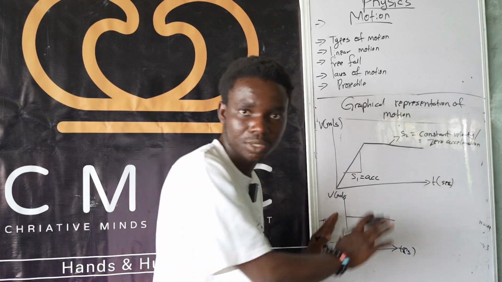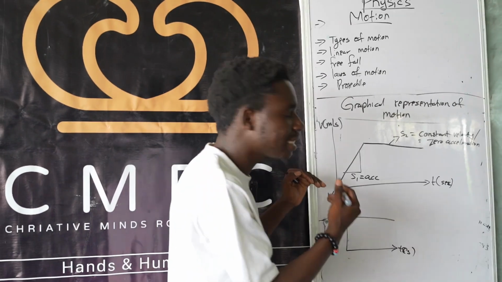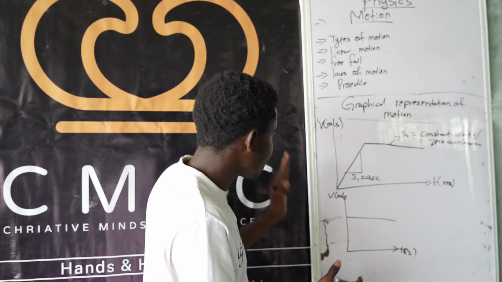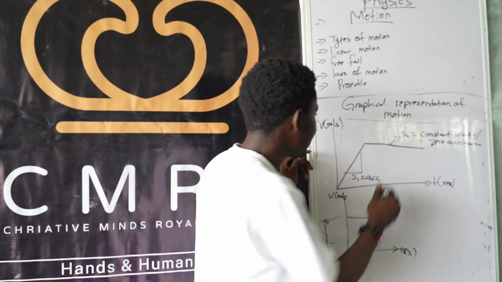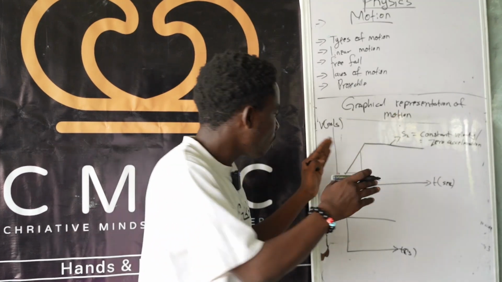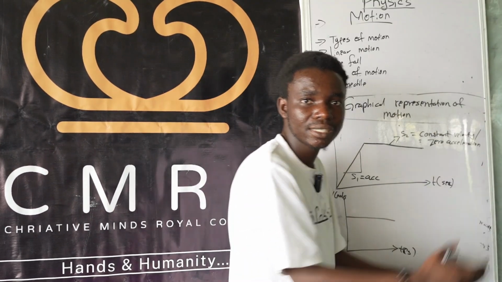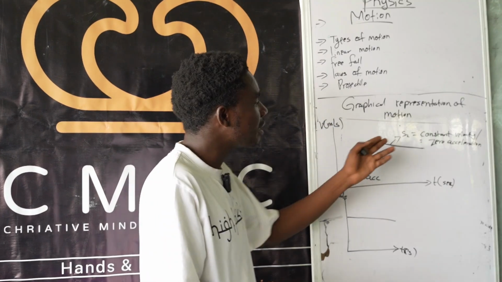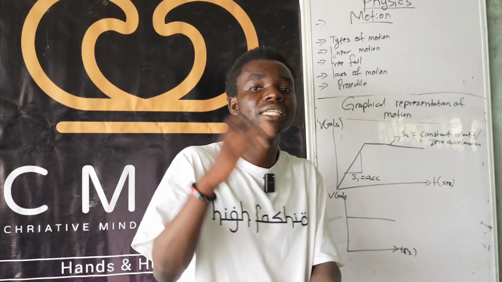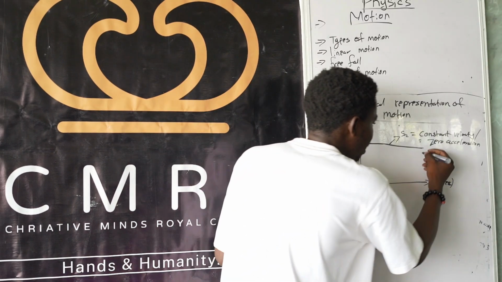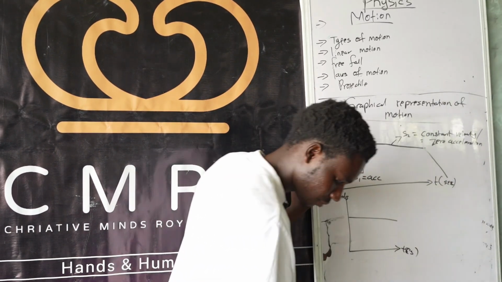Are you with me? For the first one, I'm having a uniform acceleration, meaning the velocity is increasing at equal time intervals with the time. As velocity is increasing, the time is increasing. But when it gets to this place, the velocity is no more increasing, it's just remaining constant, whereas the time keeps increasing. So during this phase of a straight line, I'm having a constant velocity. I can say I'm having a zero acceleration.